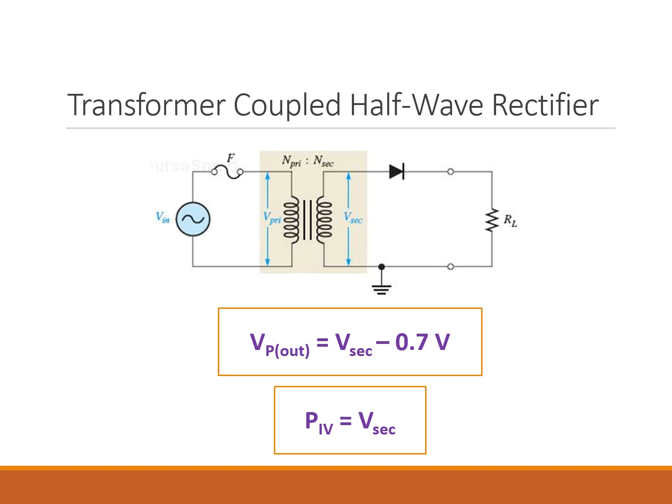That's it. Remember why we use transformers. They can step down or step up voltage. They can electrically isolate the source from the circuit, and they make the peak inverse voltage and output voltages more predictable.